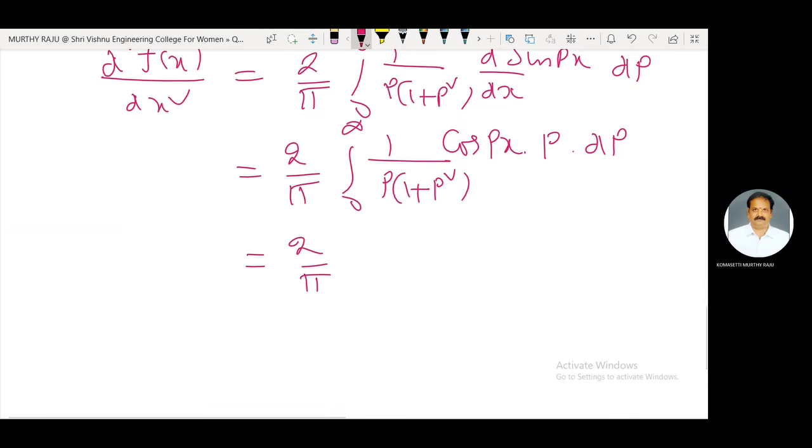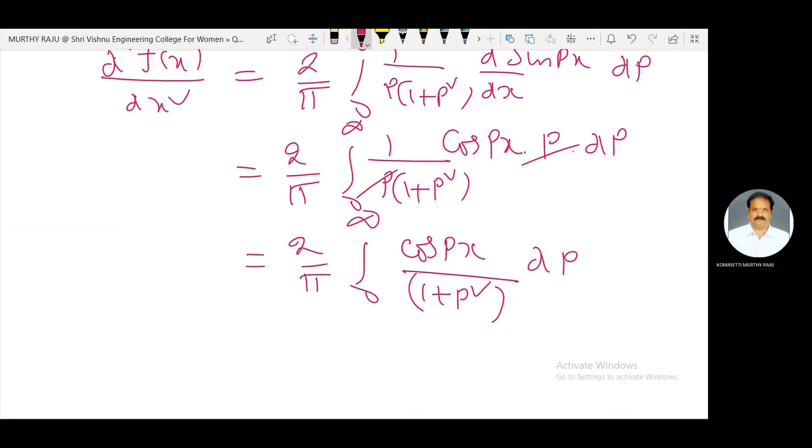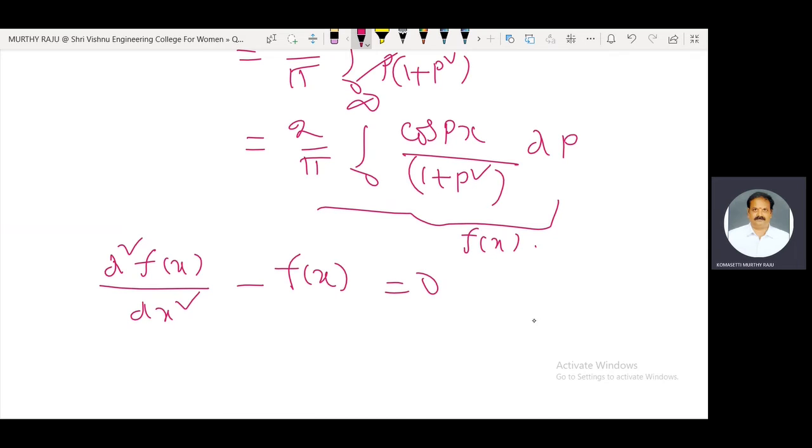2 by pi integral 0 to infinity, p cancels, cos px by 1 plus p square dp. The entire term is f of x. So d square f of x by dx square minus f of x is equal to 0.